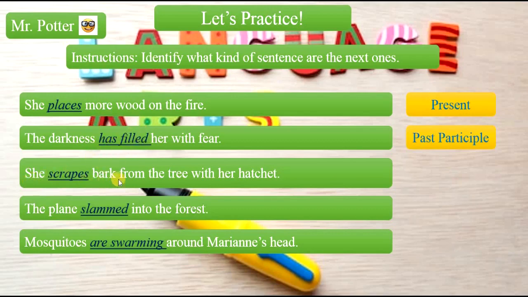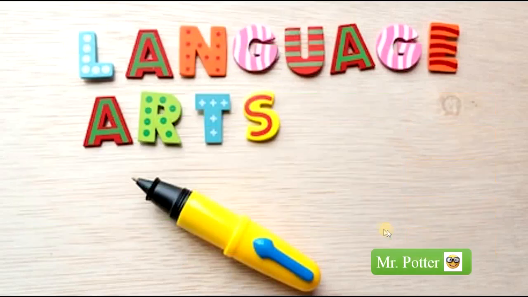Now the next one. She scrapes bark from the tree with her hatchet. What kind of sentence is this? Present. Very good. The plane slammed into the forest. What kind of sentence is this? Past. Very good. And the last sentence is: mosquitoes are swarming around Marianne's head. What kind of sentence is this? Present participle. Very good. So, write these sentences in your notebook and write what kind of sentence they are.